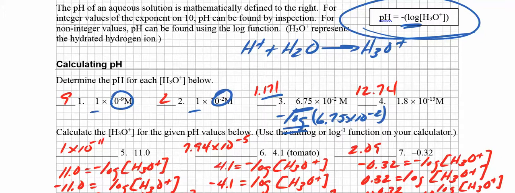So let's look at number 4 now. We've got 1.8 times 10 to the minus 13. Another one we're going to have to use a calculator on, because it's not 1 times 10 to the minus 13, but 1.8 times 10 to the minus 13.